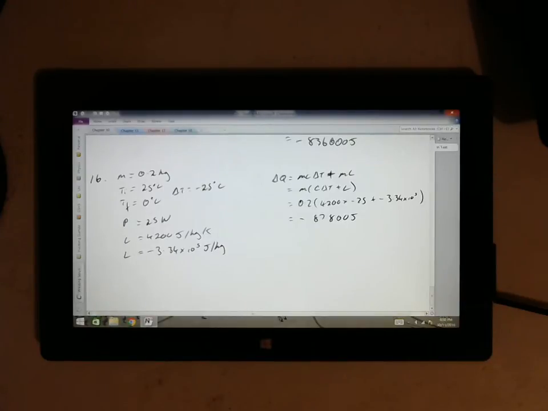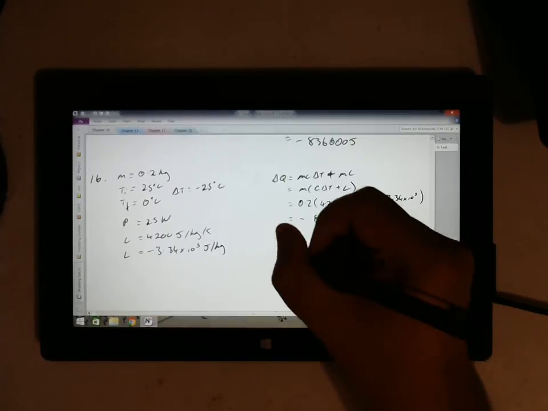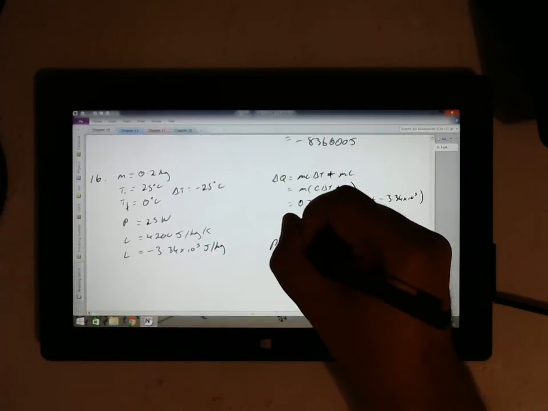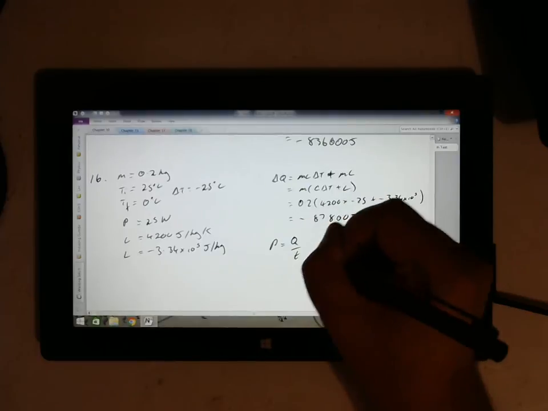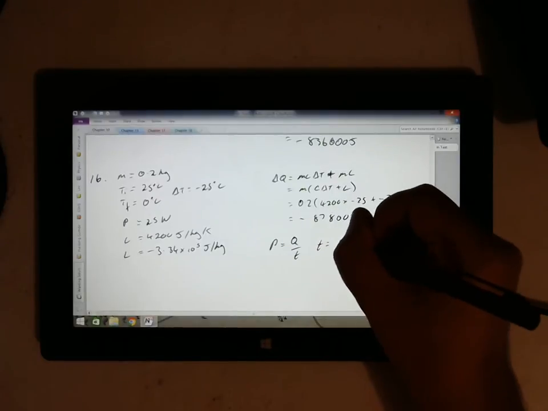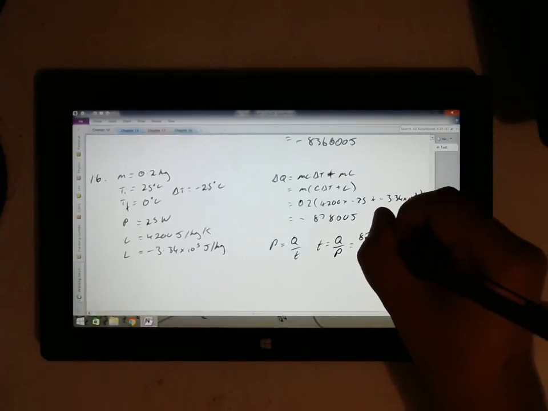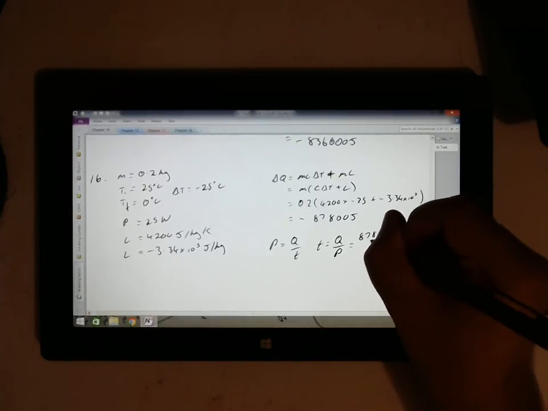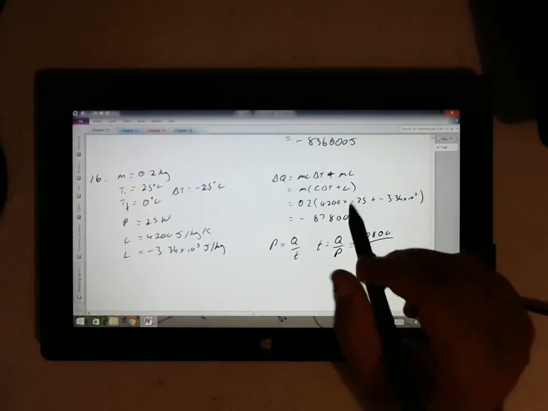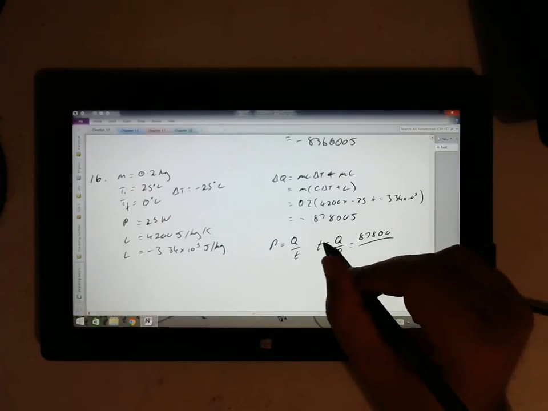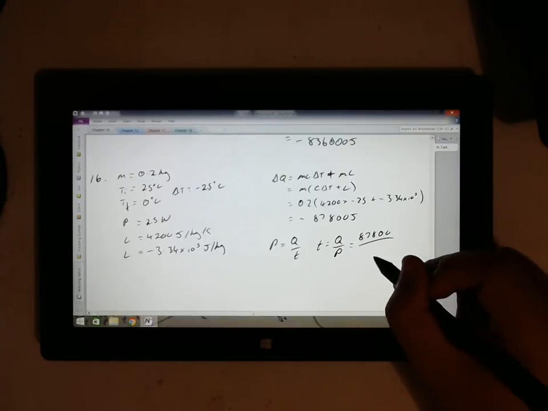But the question is asking us how long will it take? And we're told that the freezer can remove energy at the rate of 25 joules per second. Like before, we've got energy divided by power, we're going to get time. So if power equals energy over time, then time equals energy over power equals 878,000. I'm not putting a negative there because all we care about is time, which can't be negative. Time in this case is going to be positive.